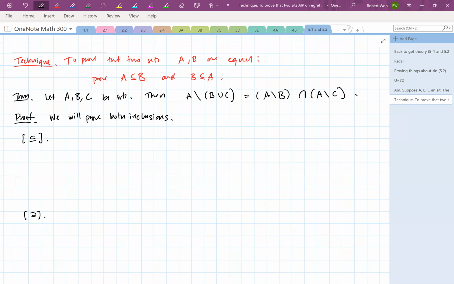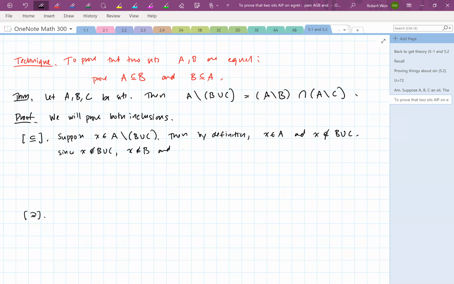Okay, so how do I prove the first inclusion? I do an element chase. Suppose that X is in A minus B union C. Okay, then, by definition of this minus symbol, X is in A, and X is not in the union of B and C. But we already discussed that since X is not in the union of B and C, X is not in B and X is not in C. Right, so now I picked an arbitrary element of A minus B union C, and I've discovered that this element is in A, it's not in B, and it's not in C.